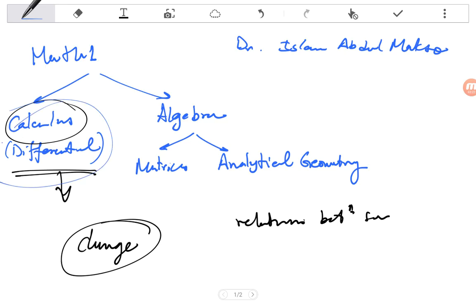Okay, so that is the branch of calculus. The branch of calculus is also divided into two subsections, which are differential calculus, and the other is called integral calculus. Integral calculus will be studied in the second term, or in Math 2, and we learn what it means. Okay, but now we'll study differential calculus.